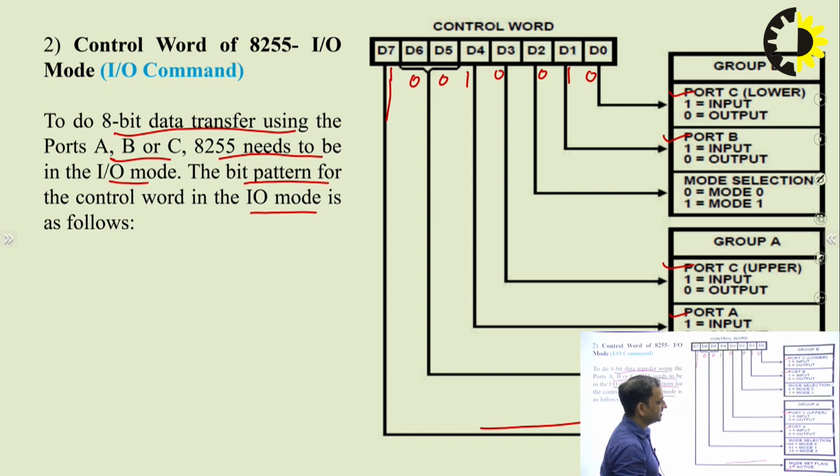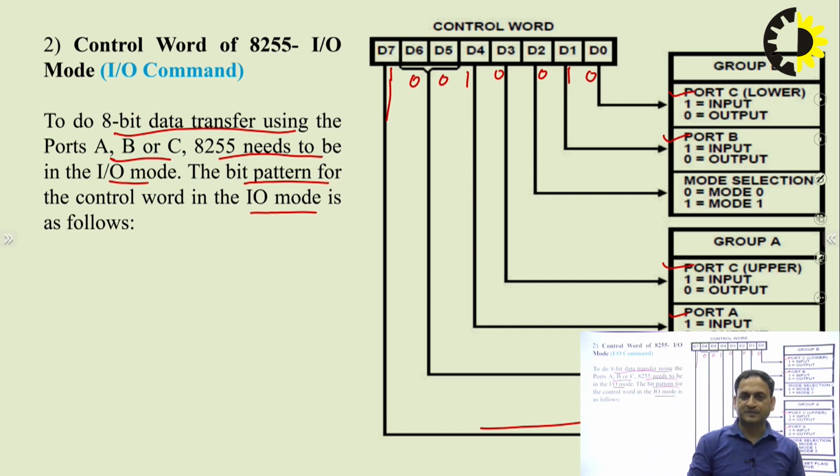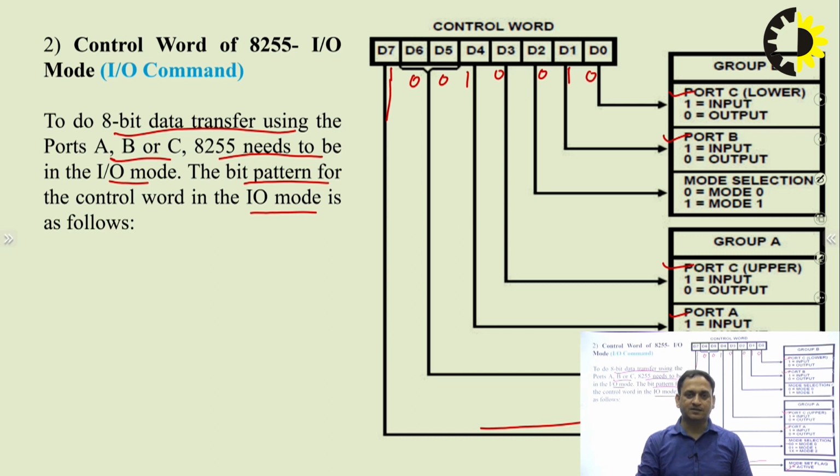So we have to see which port is used for the data transfer. If ports A, B and C are all in data transfer, it means it is a mode 0 case. If port A and port B are used for data transfer and port C as a handshake, in that case this will be mode 1. Okay, if port A is used for data transfer and port B is used in mode 0 or mode 1 and port C as a handshake, then this is the case of mode 2 operation of IO modes.